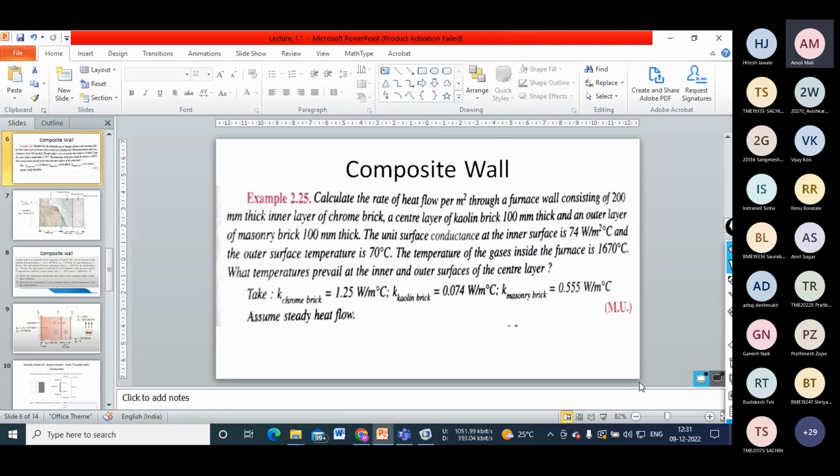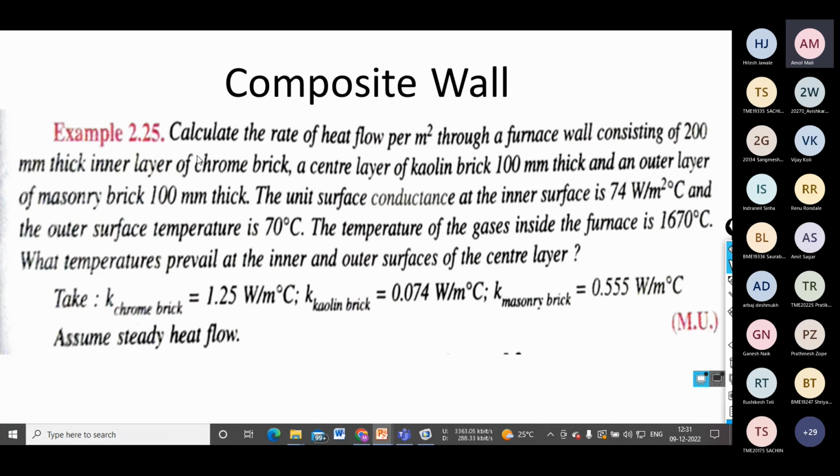Okay. So here you can see this is the composite wall. Calculate the rate of heat flow per meter square through the furnace wall consisting of 200 mm thickness. The inner layer is made from chrome brick. The central layer is made from kaolin brick, and the outer layer is made from masonry brick. The unit surface conductance of the inner surface is 74 watt per meter square, and the outer surface is at 70 degrees temperature. The temperature of gases inside the furnace is 1617 degrees centigrade, and what temperature prevails at the inner surface and outer surface of the center?